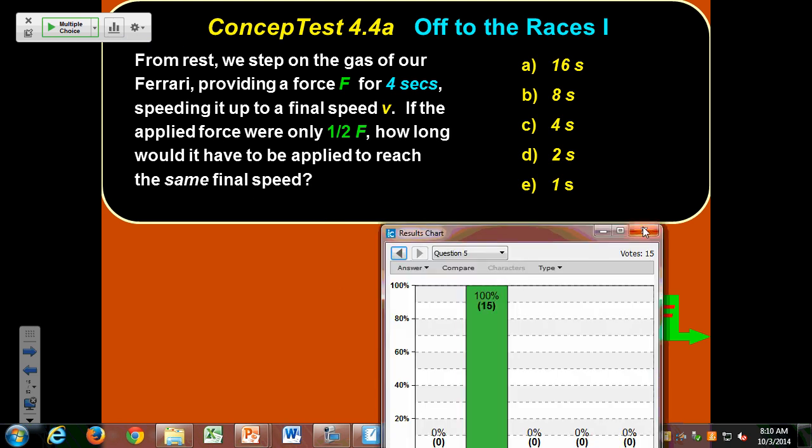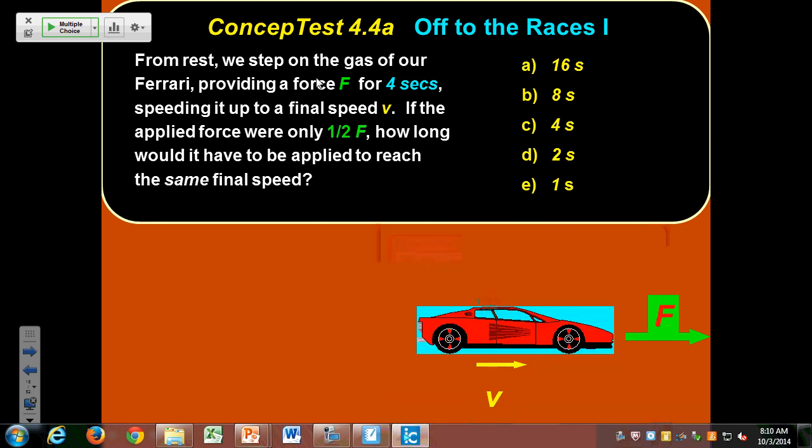D is right. If I have half F, there are two things going on here. I have F equals ma, and v equals at. If I have half the force, that means I have half the acceleration. If I have half the acceleration, I need twice the time in order to get to the same speed.